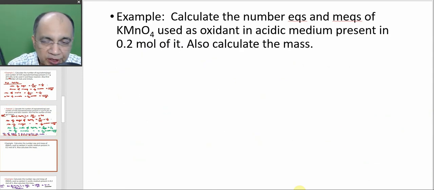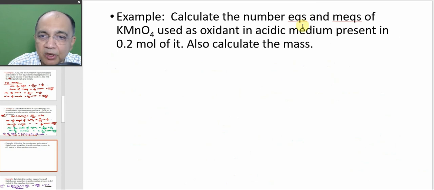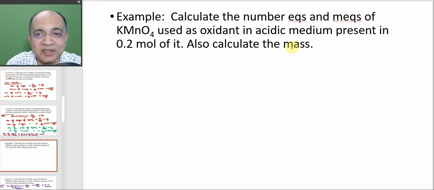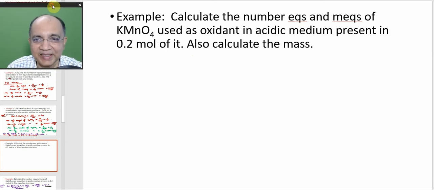Let us read this problem, pause it. I will be going away, and when I return, you will be ready with the answer. Calculate the number of equivalents and milliequivalents of potassium permanganate used as an oxidizing agent in acidic medium, present in 0.2 mole of it. Also calculate the mass. Pause it. I'm going away, and return back.